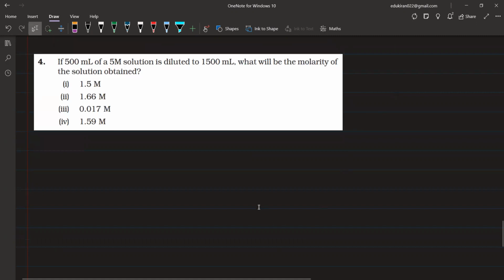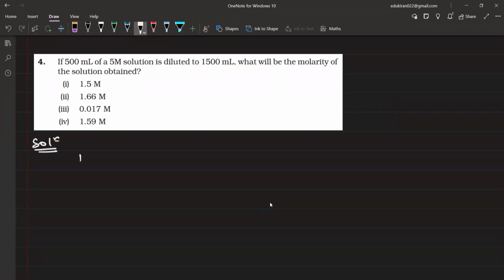Calculate this. If 500 ml of 5 molar solution is diluted to 1500 ml, what will be the molarity of the solution obtained? See here, maybe you don't remember this. This is from the previous 11th standard. On dilution, what is the molarity after dilution?